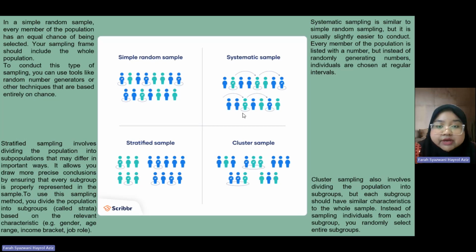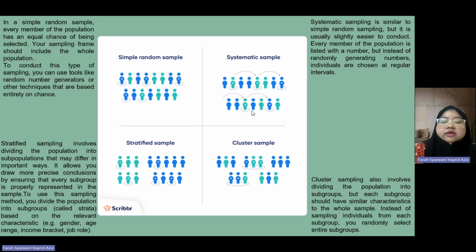And then we have stratified sample. Stratified sampling involves dividing the population into subpopulations that may differ in important ways. It allows you to draw more precise conclusions by ensuring that every subgroup is properly represented in the sample. To use this sampling method, you will divide the population into subgroups, or what we call strata, based on the relevant characteristic: gender, age range, income bracket, job role, etc.